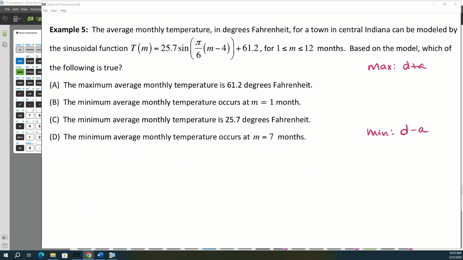All right, so our max is going to occur at 86.9, and then our min is going to occur at 35.5, which doesn't match A or C. So this is going to be one of the ones where we need to find where the max occurs or where the min occurs.